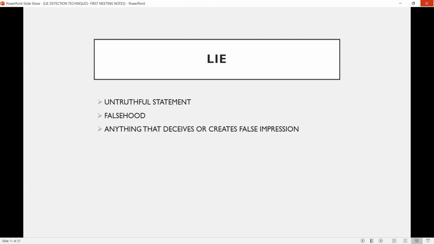And according to the Oxford English Dictionary, to lie is to make a deliberate false statement. Okay? This highlights that to lie is to tell someone about something as the truth when in reality it is false. And lying can be verbal or written.